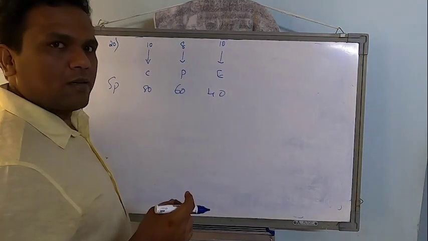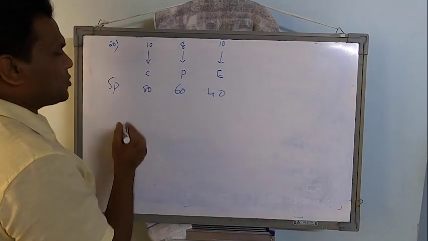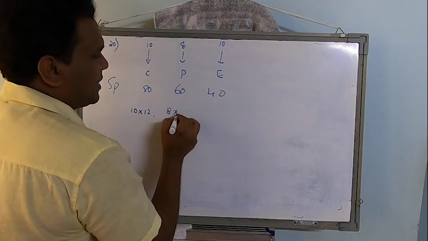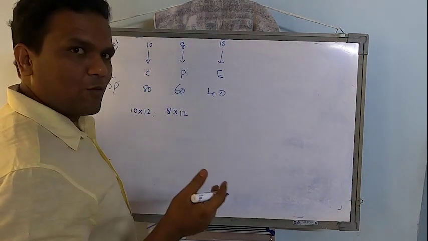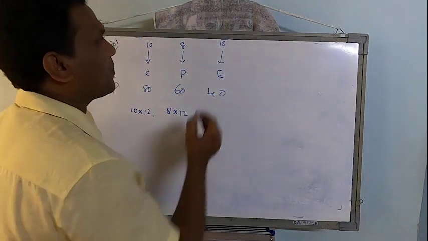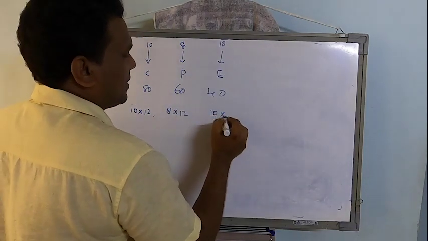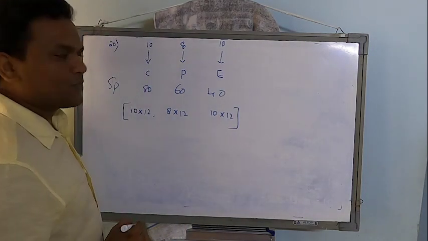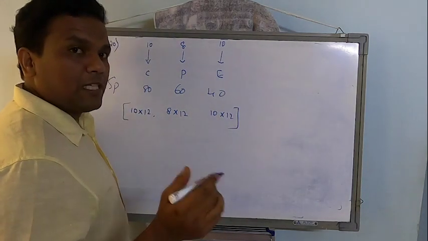So a dozen is what? 12. So 10 dozens means 10 multiplied by 12. 8 dozens, 8 multiplied by 12. I am calculating the number of books first. Selling price I am going to take later. 10 dozens again, right? This is my number of books matrix. And what is the selling price of each book?